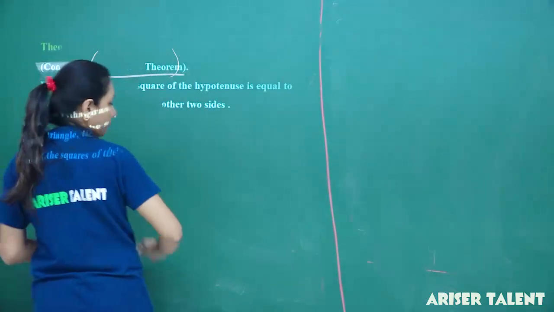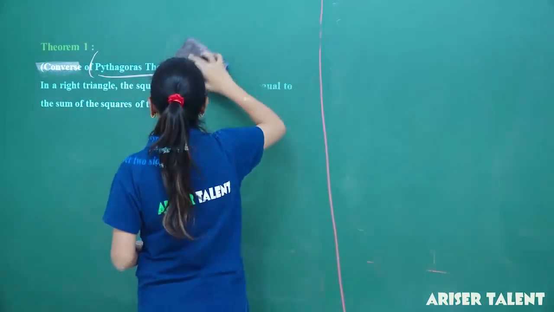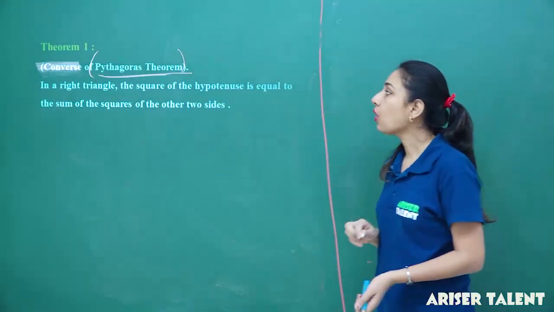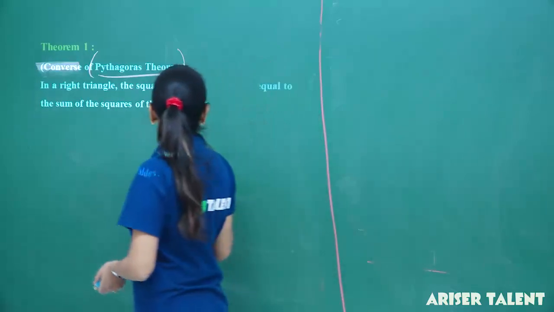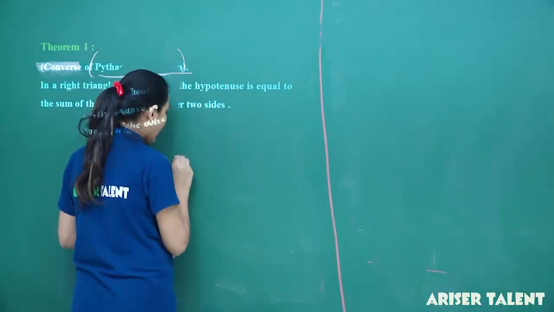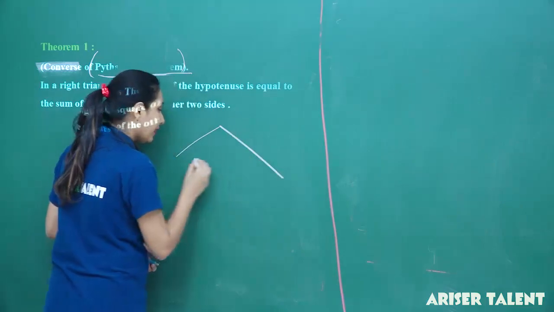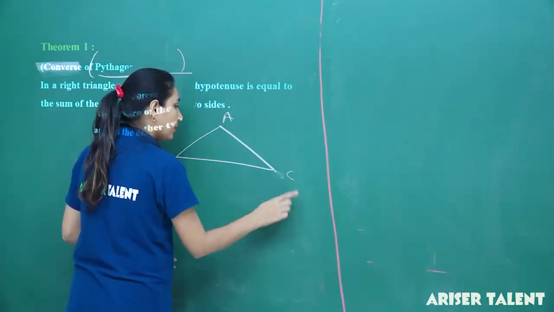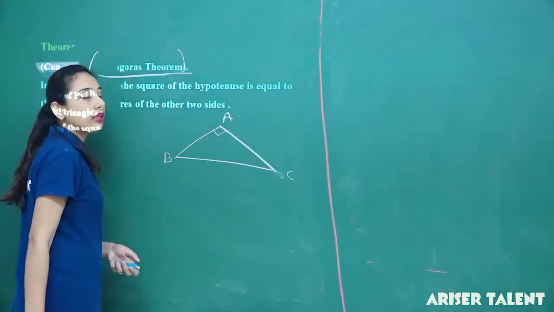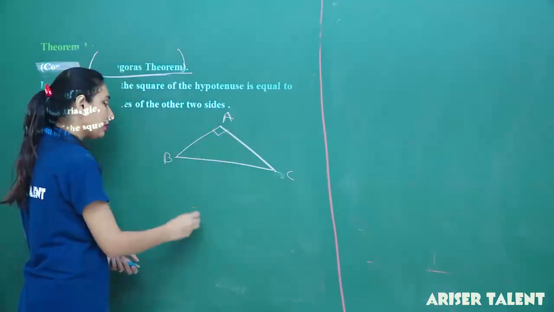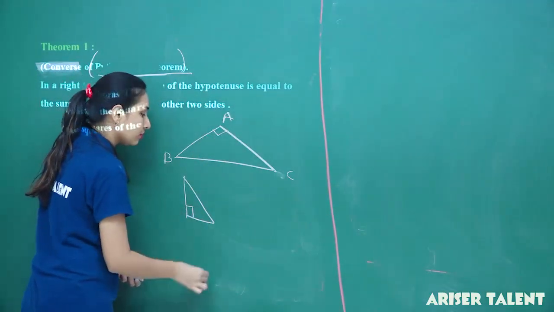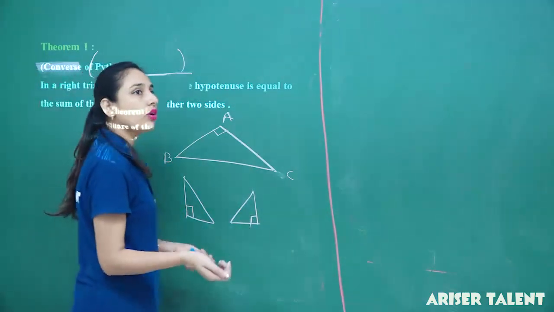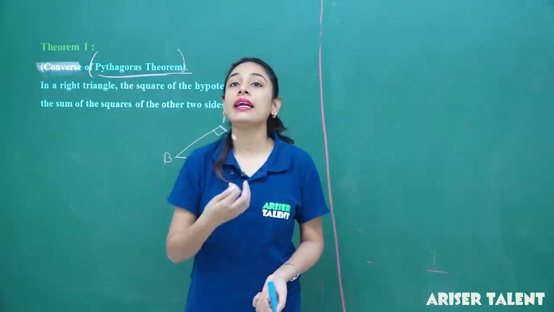Pythagoras theorem is what? In a right angle triangle, the square of the hypotenuse is equal to the sum of the squares of the other two sides. What is a right angle triangle, students? You know from your childhood that a right angle triangle is a triangle ABC in which you have an angle equal to 90 degrees. Now this angle can be this, or this angle can be this also. So only one angle can be 90 degrees.